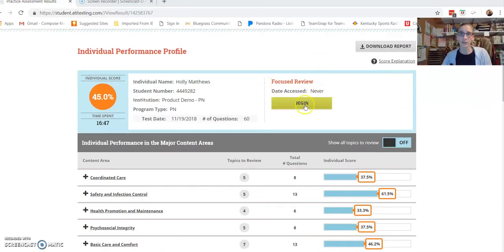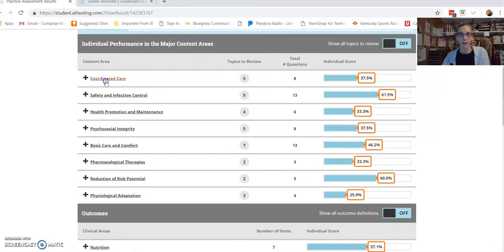So to do the focused review, you're going to click right here on Begin under Focused Review. You're going to click Begin, and this will take you into your focused review. It will review all the content that was on this exam. Spend at least an hour in the focused review. Then you're going to come back and download the report, and that you will print for me. That's what you'll put in the front of the notebook that you're going to turn in to me. In that notebook, we'll have these things.